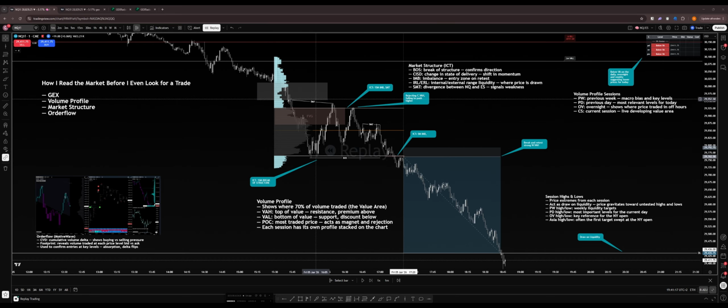We had two SMTs here. The first one was here. We took the high on ES, but on NQ we didn't. The second one was here. The same thing. The last thing I look at before I take an entry is the Orderflow.